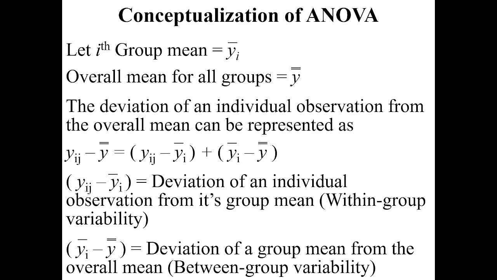Now, what is Yij minus y bar i? It is the deviation of an individual observation from its group mean. That is what we call the variation within the group. Now, what is the second term, y bar i minus y double bar? On the right hand side, it is the deviation of the group mean from the overall mean. That refers to what is called between group variability.